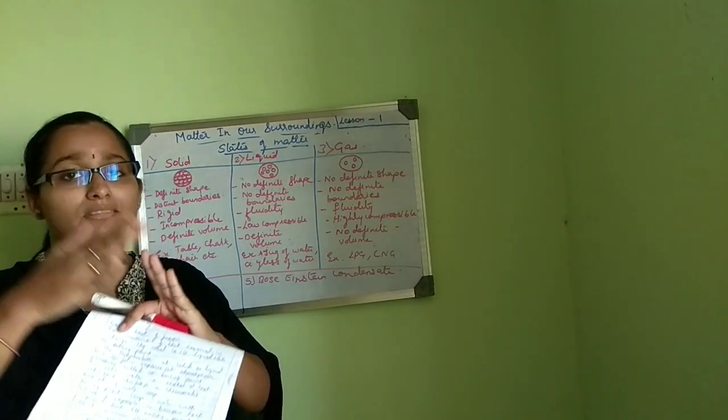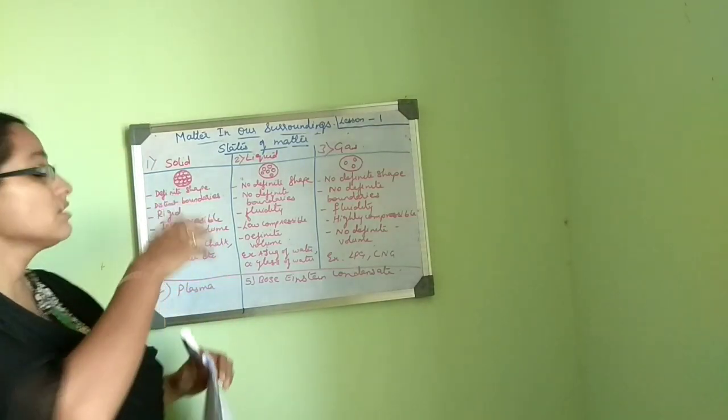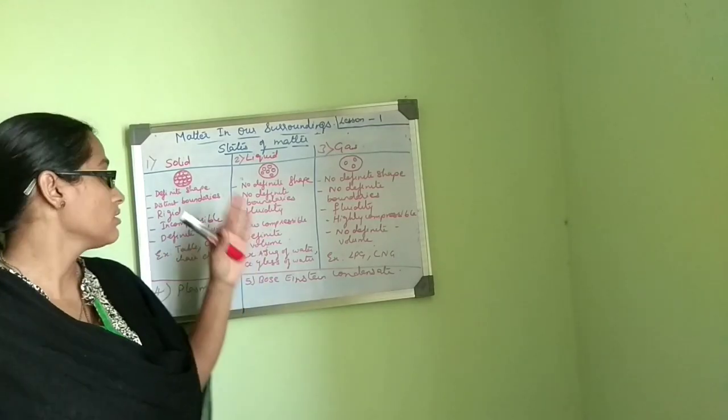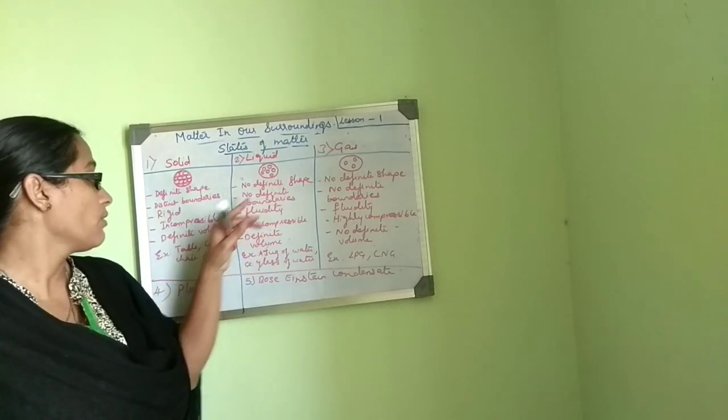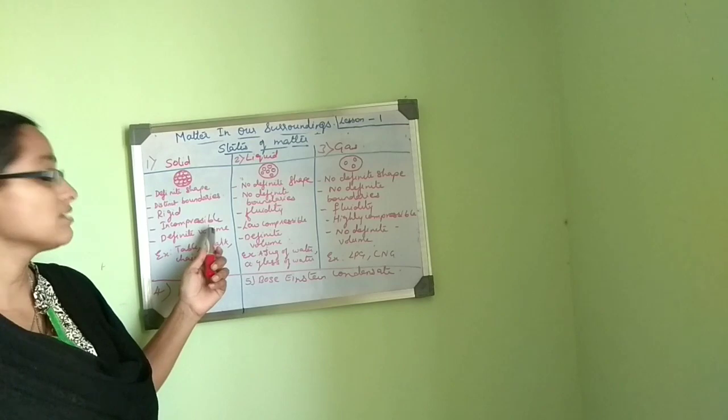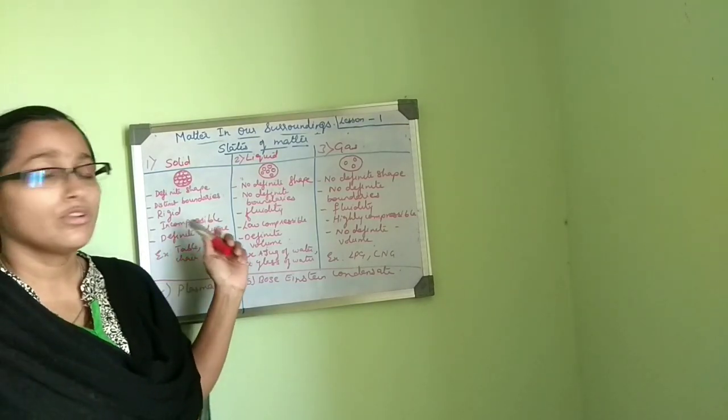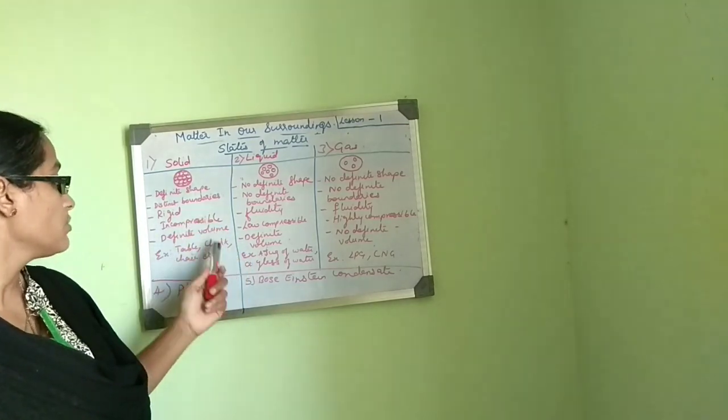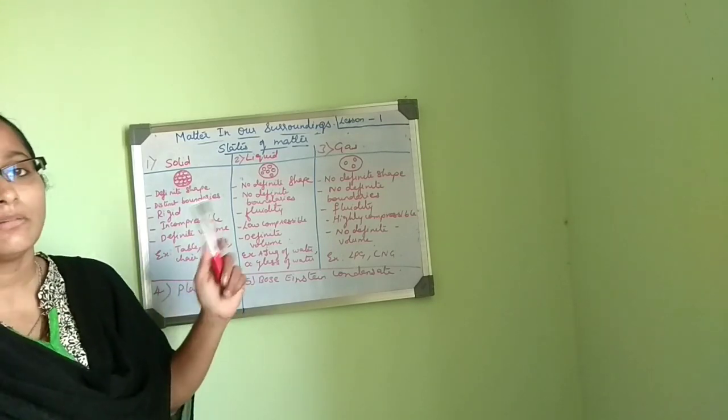If you compress, the size reduces. But here you cannot see that. The solid doesn't change, or it cannot change its shape, and it is incompressible and it has a definite volume. So volume also will not change. So example, table, chalk, chair, etc.